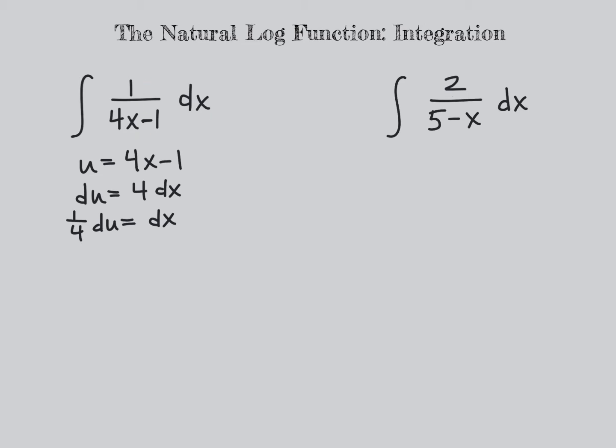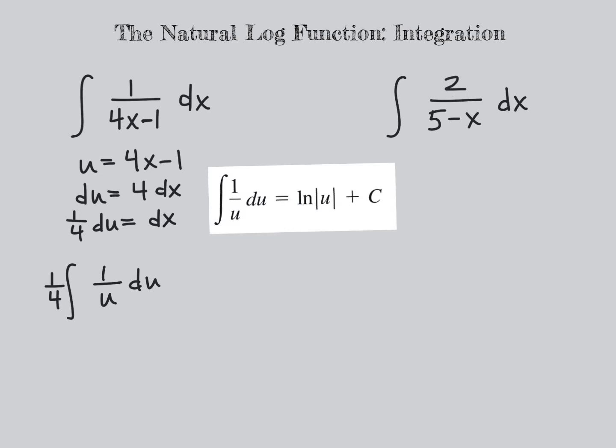So replacing this integral solely in terms of u will give us the integral of 1 over u, right here, and then dx will get replaced with 1/4 du. So I'm going to actually write the 1/4 out in front and the du inside. This looks like the original form for the natural log form to integrate. So we can see that the integral of 1 over u du is simply the natural log of the absolute value of u plus c. This is exactly the same as 1 over x dx, and this is x right here, just showing in a couple different forms.